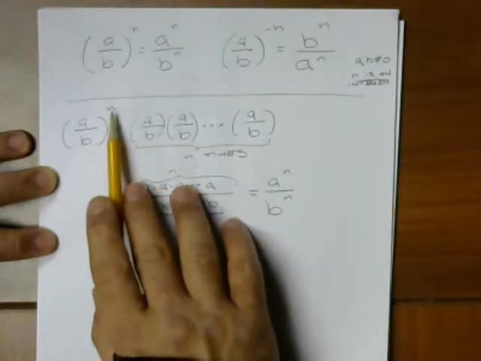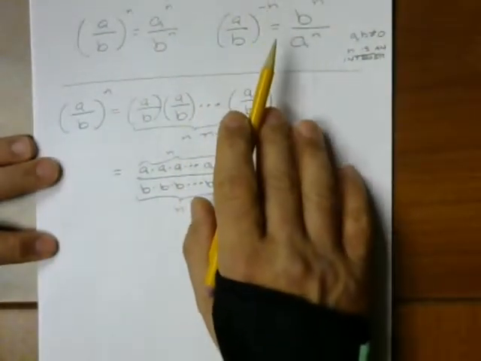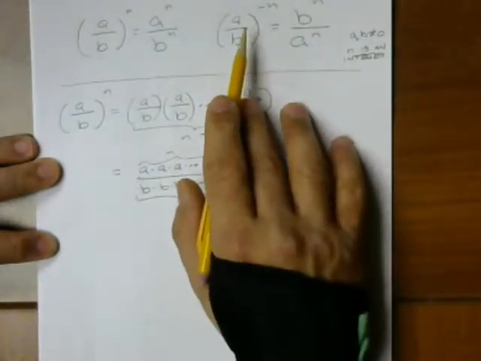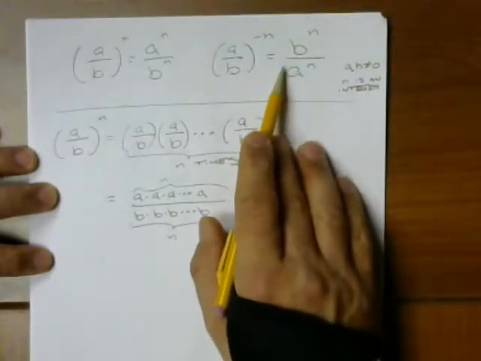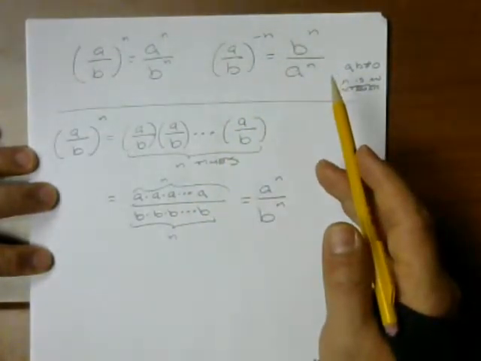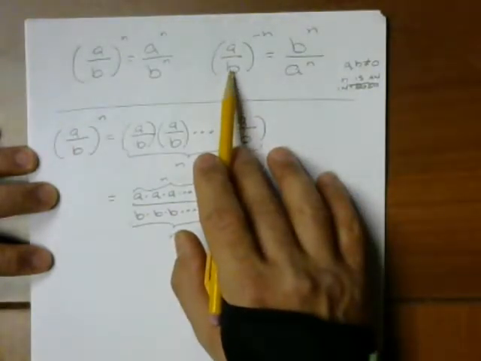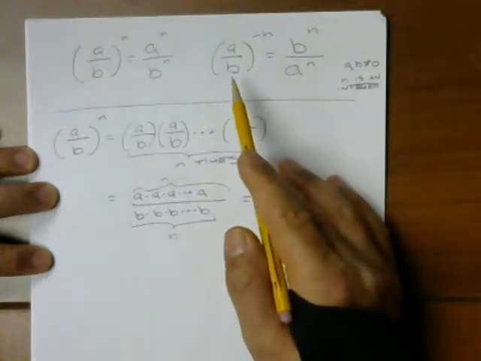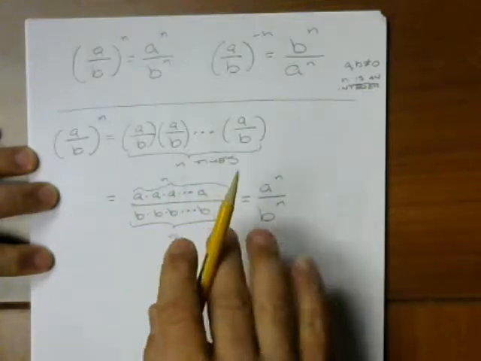Now, of course, what happens if this is negative? Well, let's look at this rule here. We would just flip the entire thing first. That would give us b over a to the n, and we get the same thing over here on the right. Once again, we're assuming that b is not zero. Otherwise, we would end up in some trouble here because one thing we're never allowing ourselves to do is divide by zero.